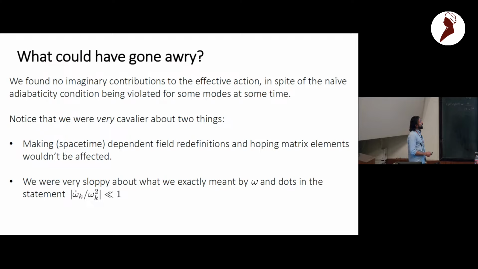But notice that I was very cavalier about two things. Number one, making space-time dependent field redefinitions hoping matrix elements won't be affected. The other one is, I think we've all been doing this to the point that we've forgotten. I was very sloppy about what exactly I mean by omega and dot. I just did a time reparameterization. General relativity should be a theory that doesn't draw physical conclusions based on coordinates. So maybe there's a covariantization of this statement I should really be looking at instead.